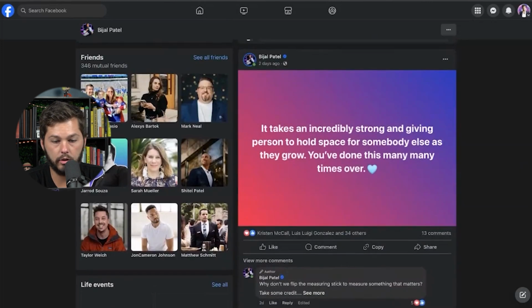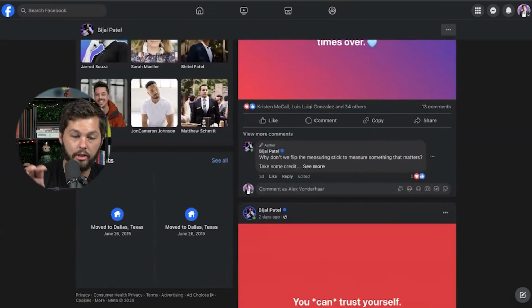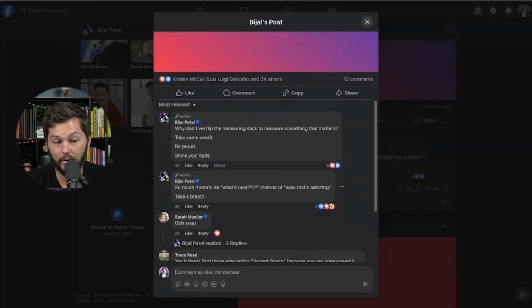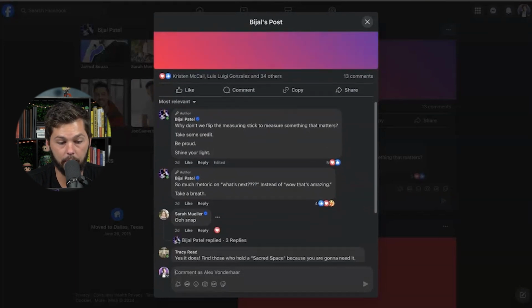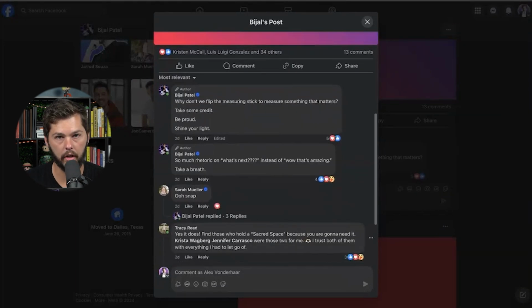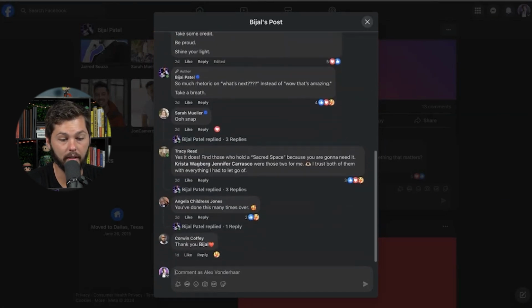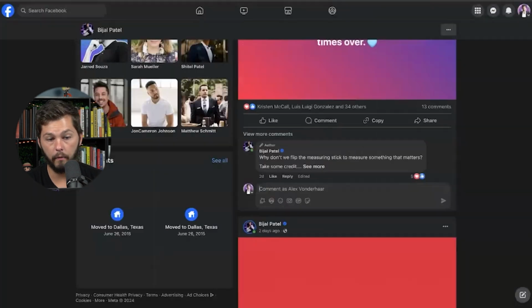It takes an incredibly strong and giving person to hold space for someone else as they grow. We've done this many, many times over. As you're starting to get in here inside of the comments, you'll notice that she is still commenting even after she's posted it, because she's expanding on the hook of her story to be able to go into those posts more and layer in more details. And she's able to really get into the heart of what her customers are wanting her to do for them.